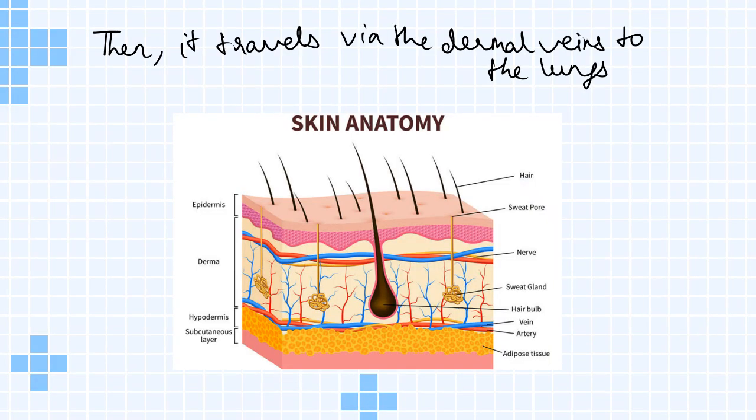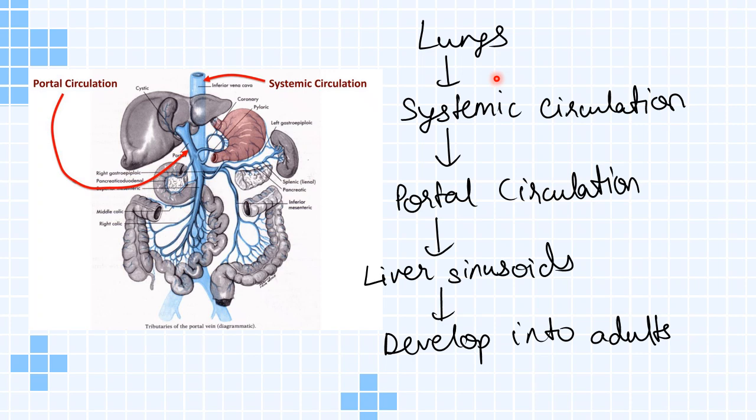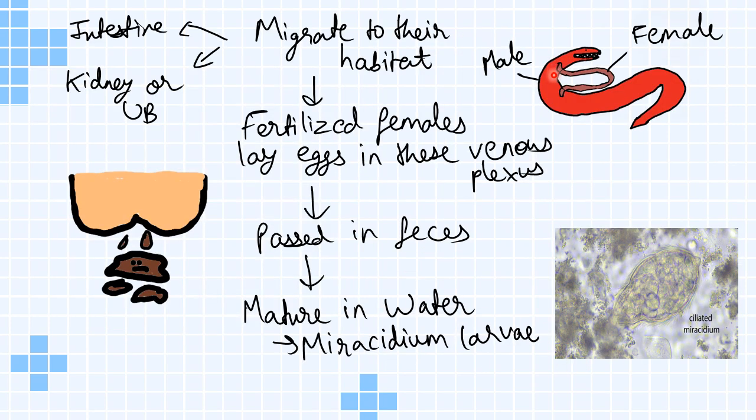Following skin penetration, the larva enters blood vessels and travels through the circulation. Their first major destination is the lungs. From there, they continue their journey towards the liver. After reaching the lungs, the larvae enter the systemic circulation and subsequently the portal circulation. They eventually reach the liver sinusoids, where maturation into adult forms occurs. The adult forms then migrate to their final venous habitats. Adult forms settle in specific venous plexuses depending on the species. It can be either in the intestine or the kidney and urinary bladder.